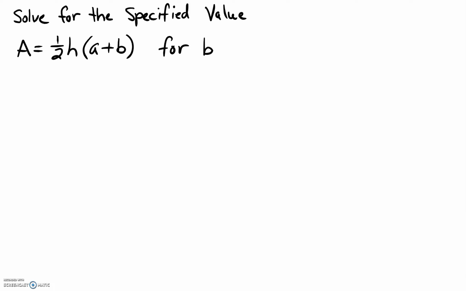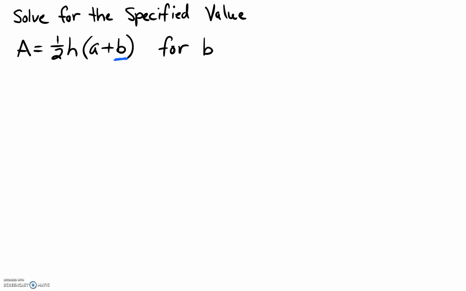So the particular value that we want to solve for this time is lowercase b. And so that means we want to get lowercase b by itself on one side of the equal sign. But it's pretty messed up in this problem because b is stuck inside of a set of parentheses and it's being multiplied by a 1/2 and by an h. So we have to unravel the set of parentheses first of all so we can get rid of them so the b can be outside of the parentheses, and then we can get it by itself.